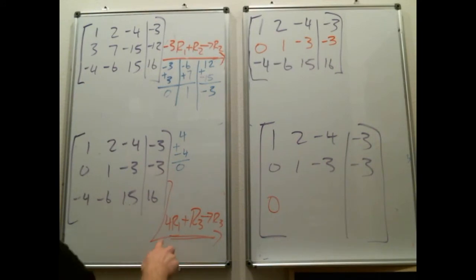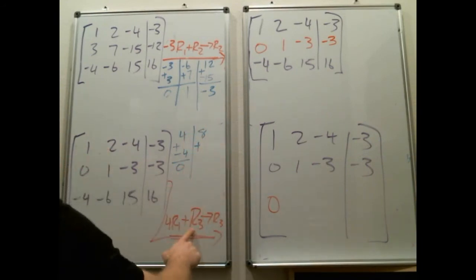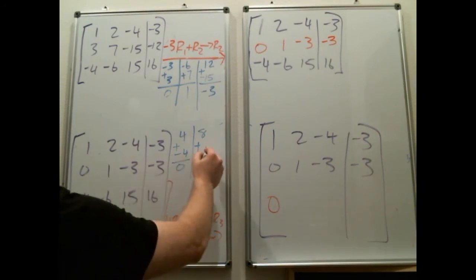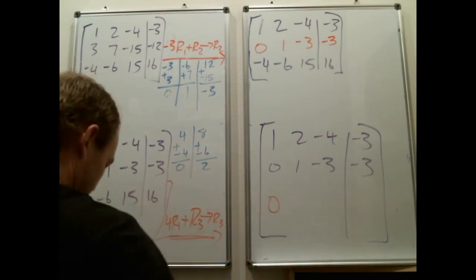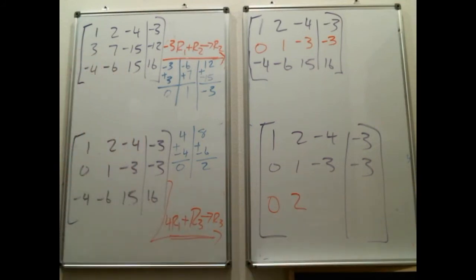Alright, I'm going to write one more here. 4 times row 1 is 4 times 2 is 8. Add down to row 3, which is negative 6. And that gives you 2. Alright, and the rest I'll just do in my head. You write them out if you need to. Pause the video and try it. The more times you can pause it, the better off you're going to be.